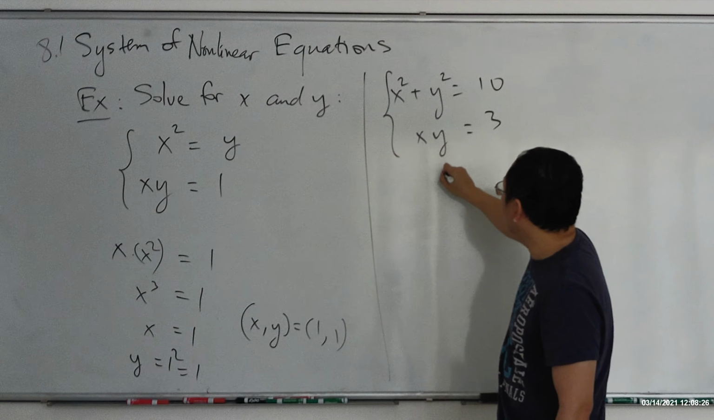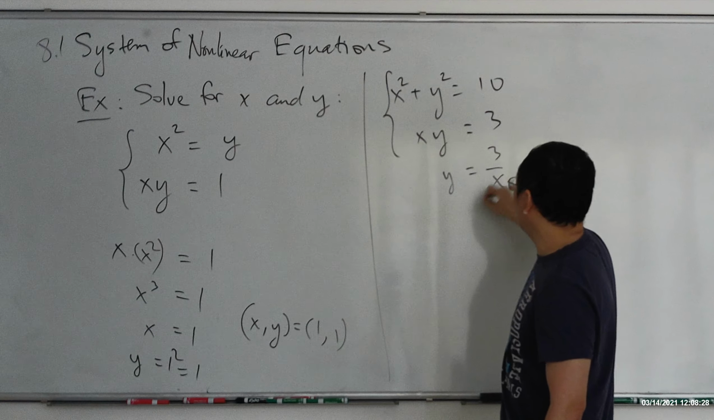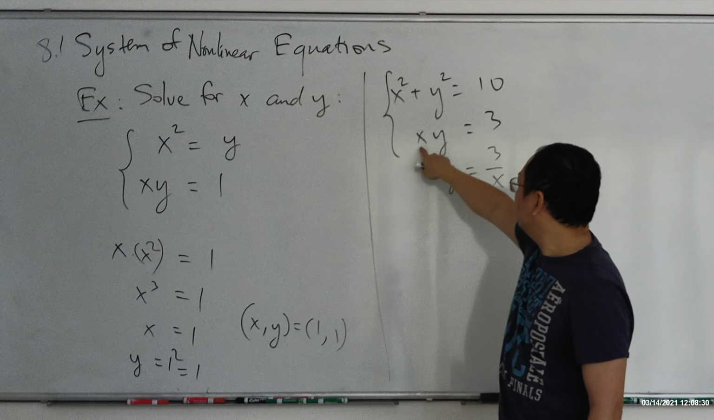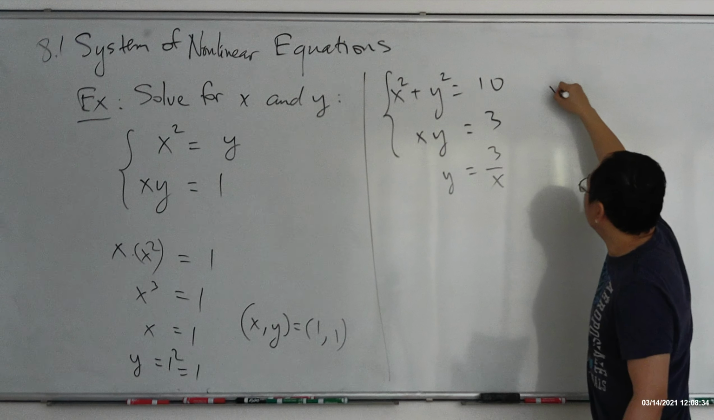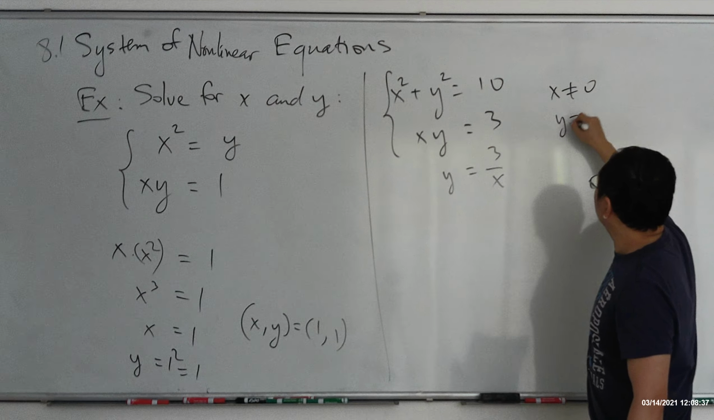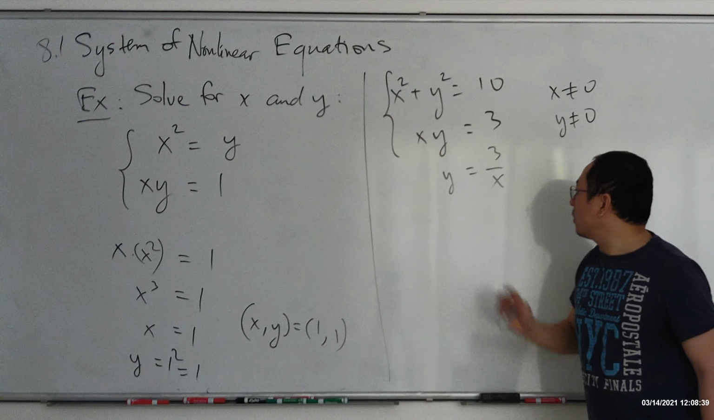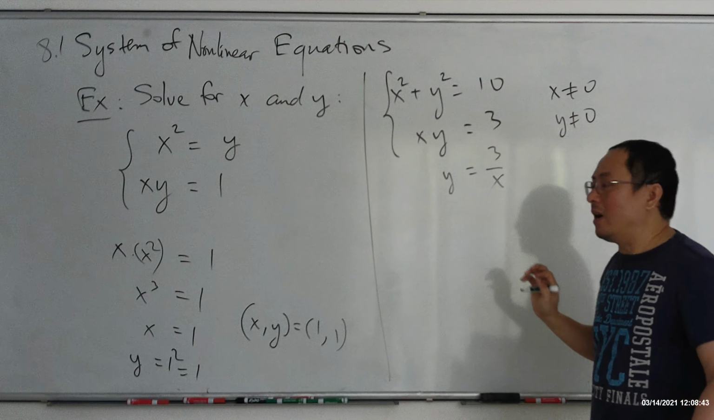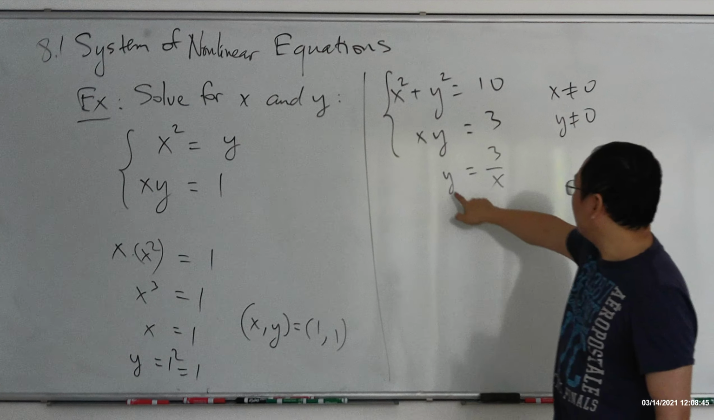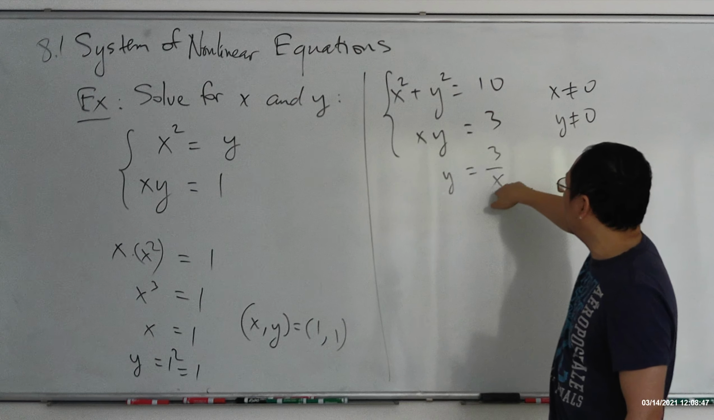Say I solve for y equals 3 over x, and by the way, x cannot be 0, because 0 times y will never equal 3. Both x and y are not 0. Then, are you okay to divide by x? Because you know it's not 0. You cannot divide by 0, that's why you have to check. So you know that y is 3 over x.